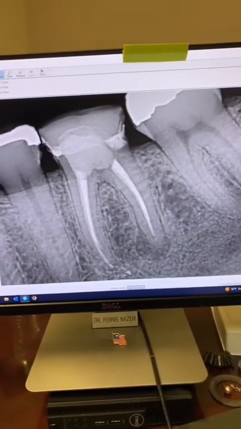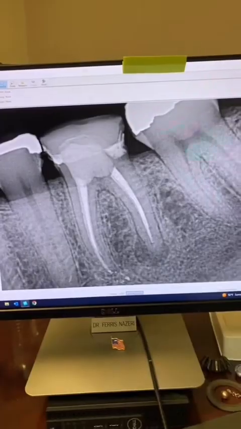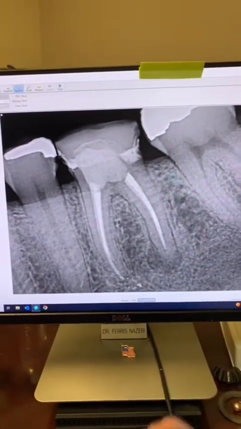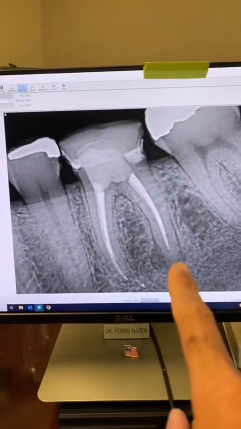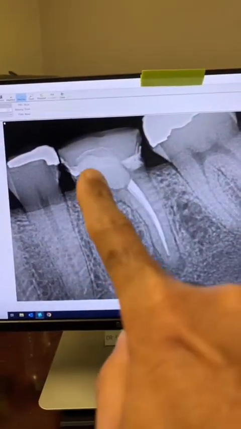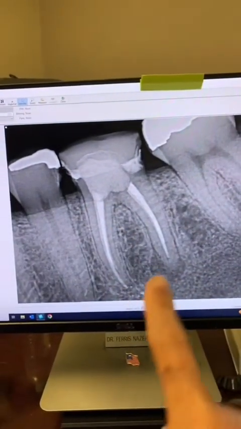A patient was referred to me for endodontic retreatment of tooth number 19. According to the patient, the root canal was done about 4 to 5 years ago. Recently, the tooth started to bother her, and she went and saw her dentist. Her dentist is making her a new crown, but took a PA of the tooth and noticed this.